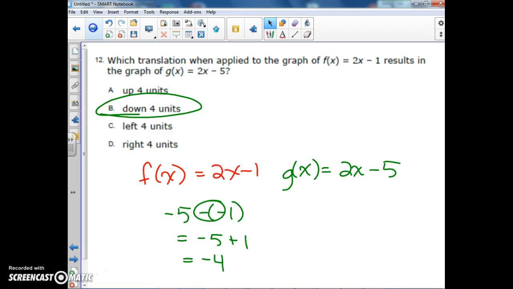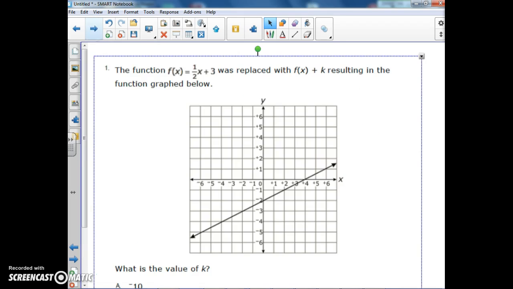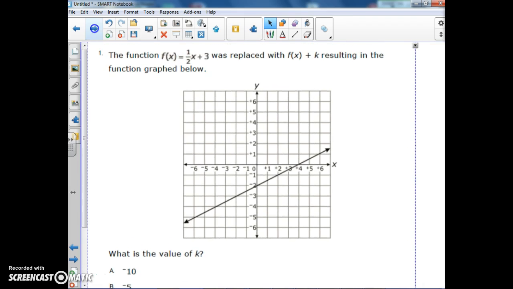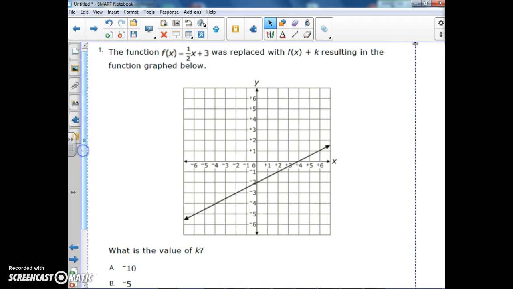Now let's get into the examples that are on your study guide. This is number 1 on your study guide. We have a picture of a graph. F of x equals 1/2 x plus 3. It was replaced with f of x plus k, resulting in the graph below. This line has a y-intercept of negative 2. I told you that just in case you can't see it. Now I want you to pause the video and try it on your own.